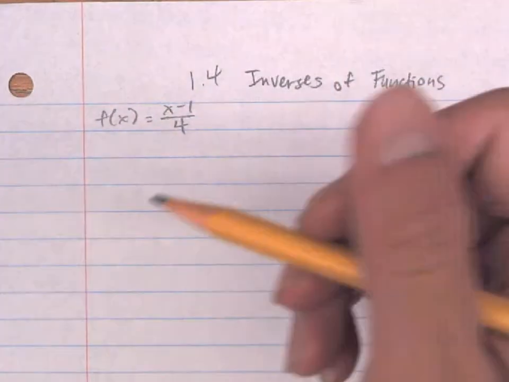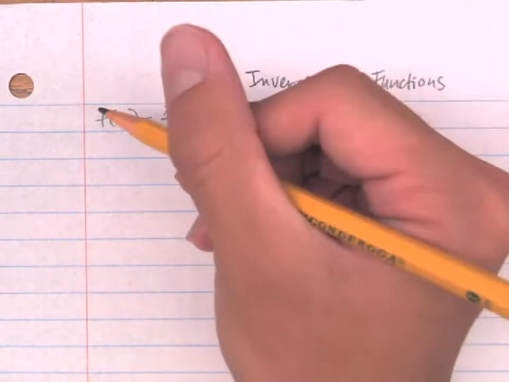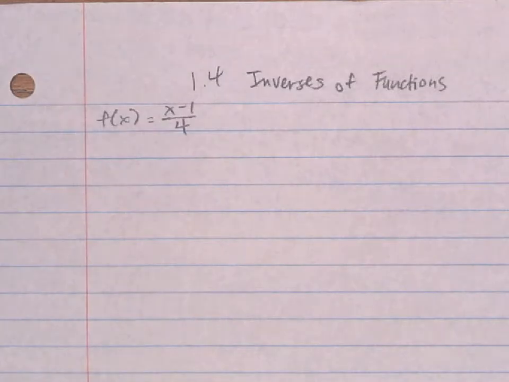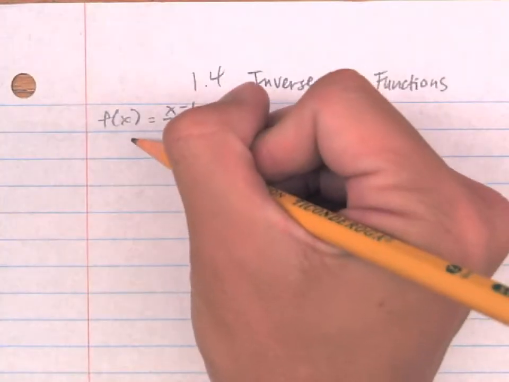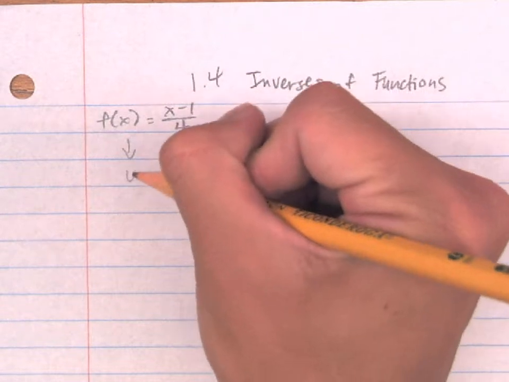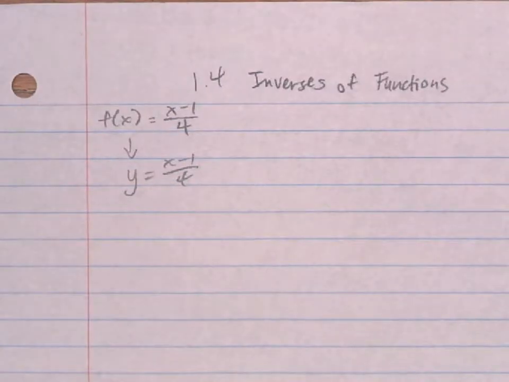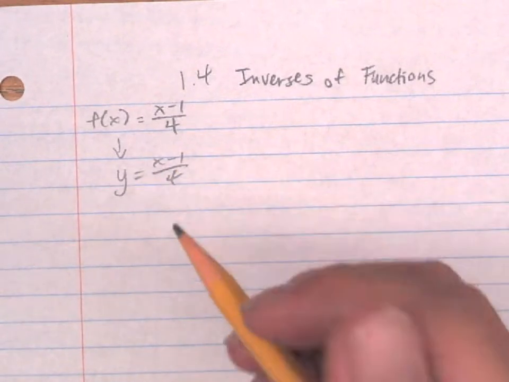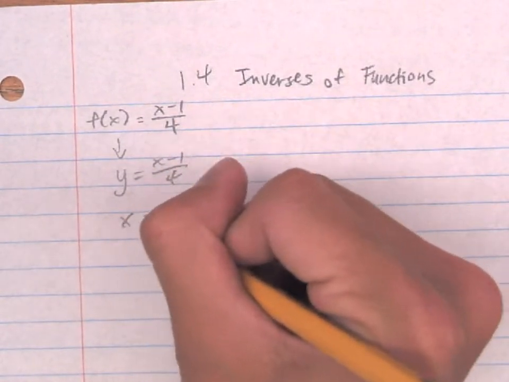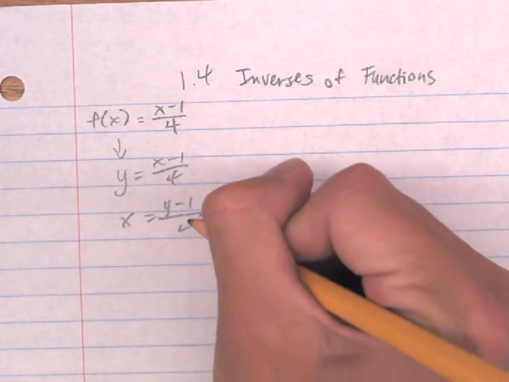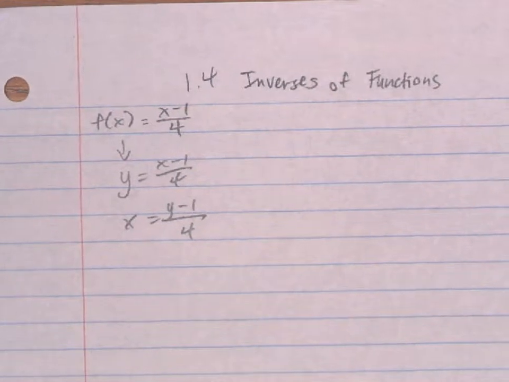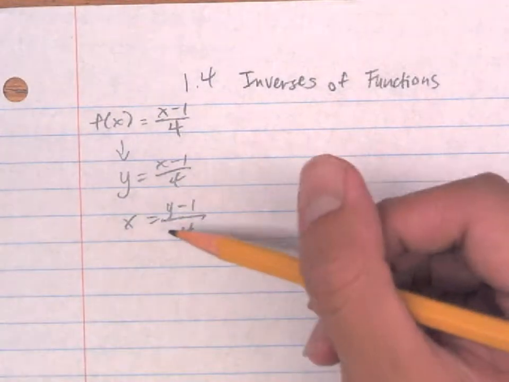So first step was replace f of x with y. So substitute y for f of x. This part here just becomes y equals x minus 1 over 4. Next step, switch the x's and y's. Switch the x's and y's. So x equals y minus 1 over 4. Next step, you want to solve for y.